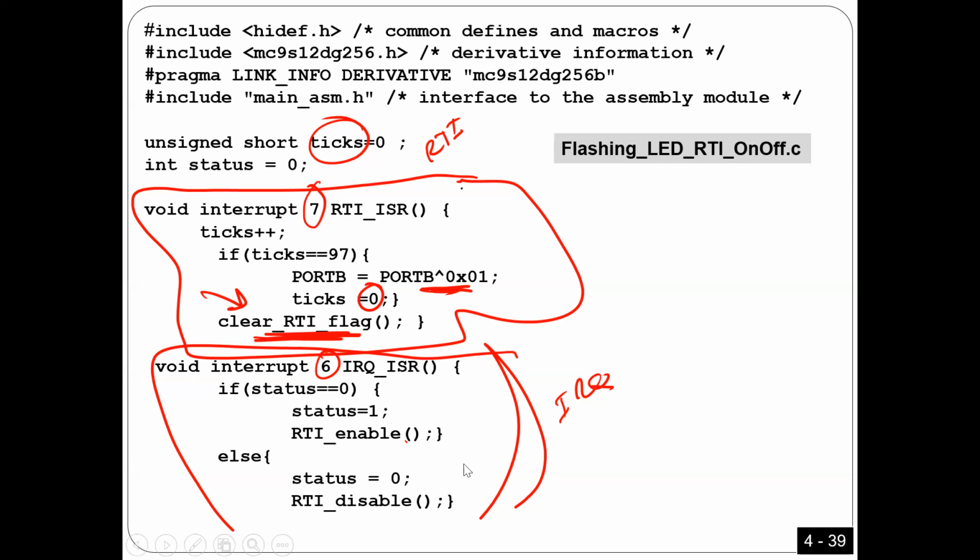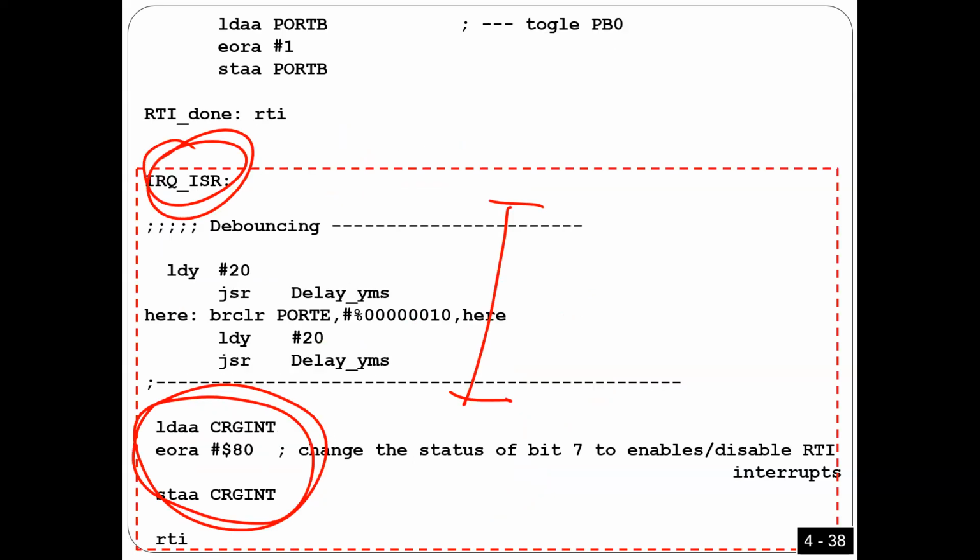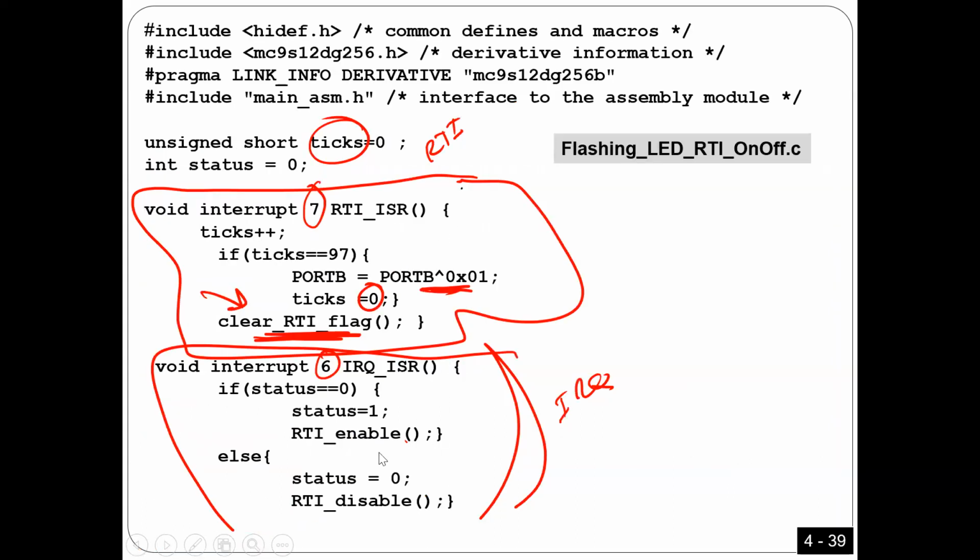Now for IRQ, as you see here, guys, the way I'm going to do it is, if interrupt is on, I'm going to make it off. If it is off, I'm going to make it on. Right. So how can you do it? One way, you can do it like in assembly, like what I did here. You can just flip one bit, or you can use a function as I did here.